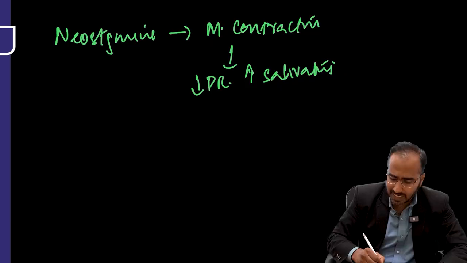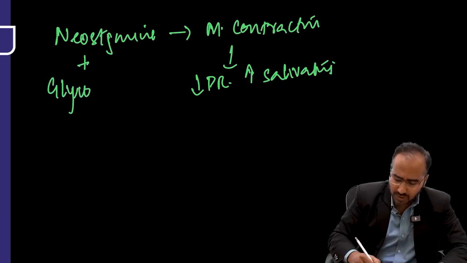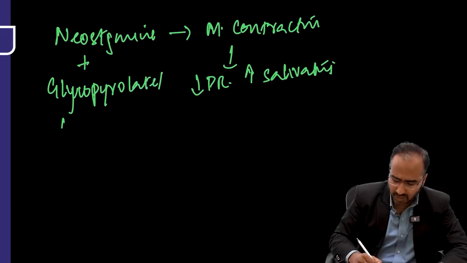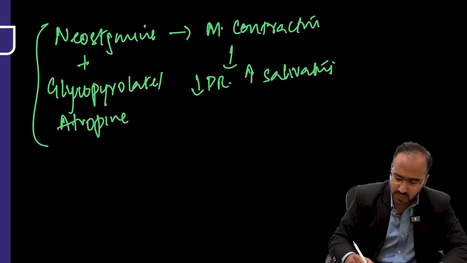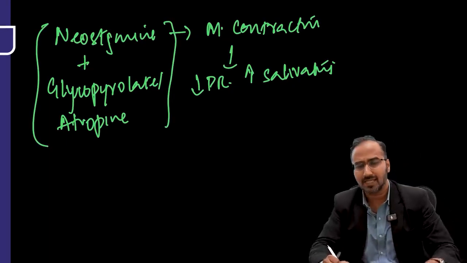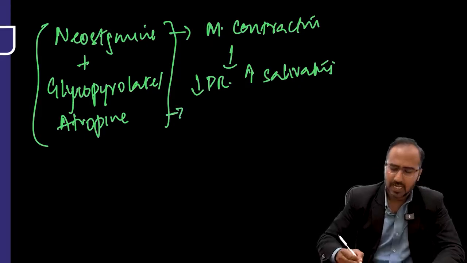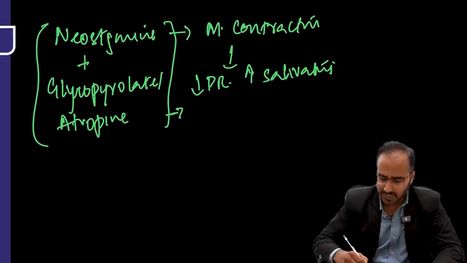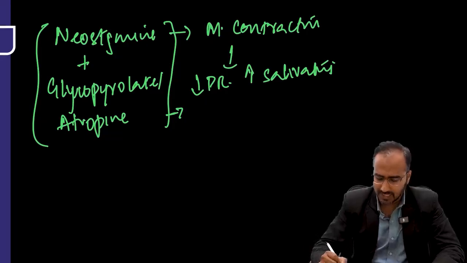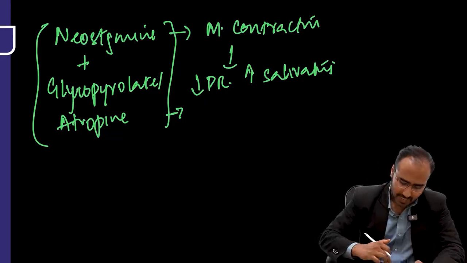So what we do, guys, we mix neostigmine with either glycopyrrolate, which is an anticholinergic, or atropine. Any one of these, but we use it in combination. Neostigmine with glycopyrrolate or neostigmine with atropine. Why? Because that will counter the side effects of neostigmine. That will increase the heart rate and decrease the salivation. Okay? That's regarding the reversal phase.